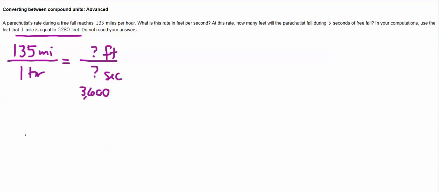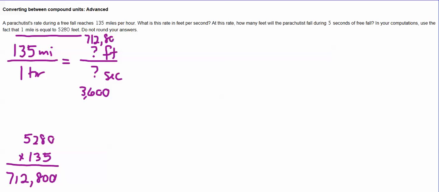So 1 mile is equal to 5,280 feet. So we want 135 of those miles. So we're going to take 5,280 times 135. If you want, you could set up a proportion for that in order to solve as well. So just a strategy that might be helpful with other examples as well. That means 135 miles is equal to 712,800 feet.